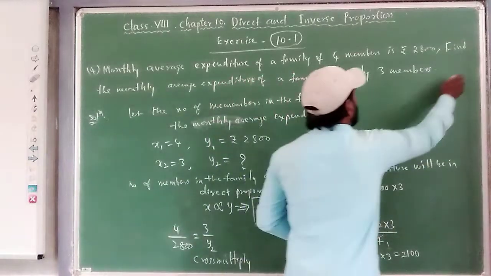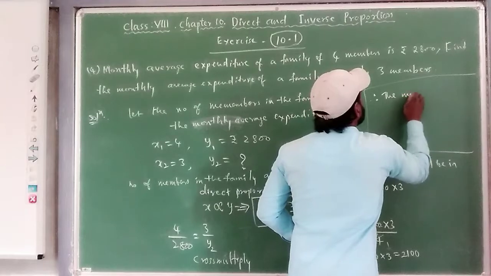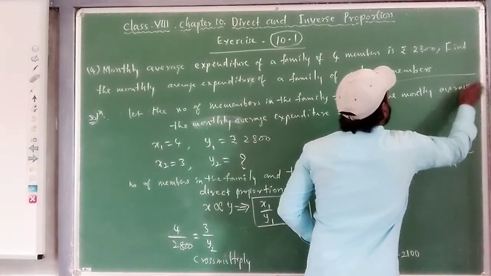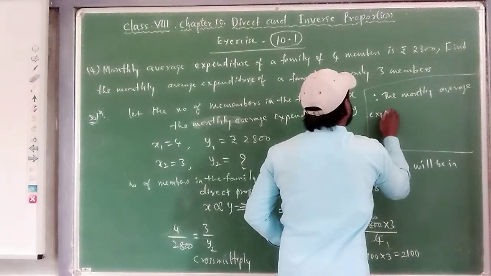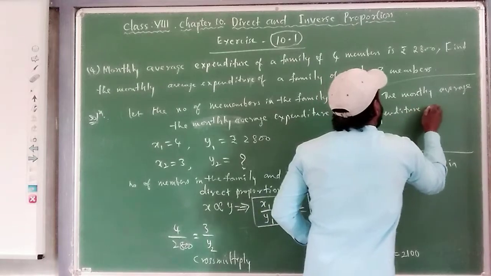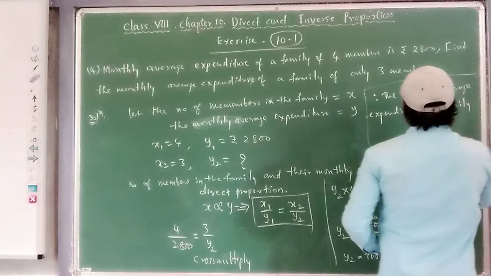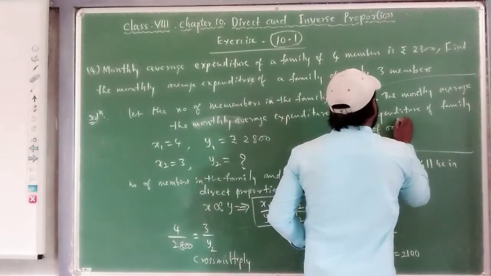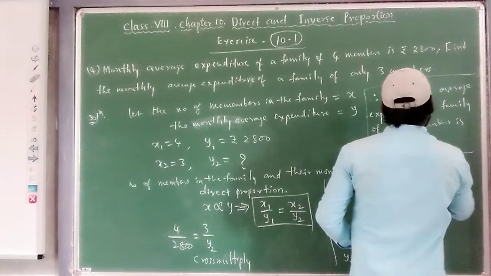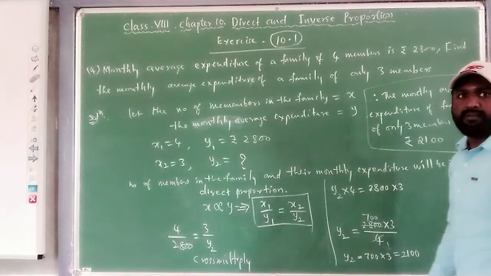So I will write the conclusion here in this box. Therefore, the monthly average expenditure of family of only 3 members is how much? Rupees 2100.